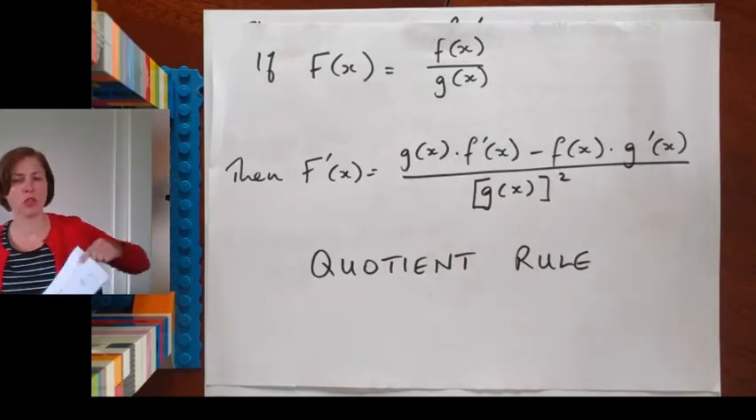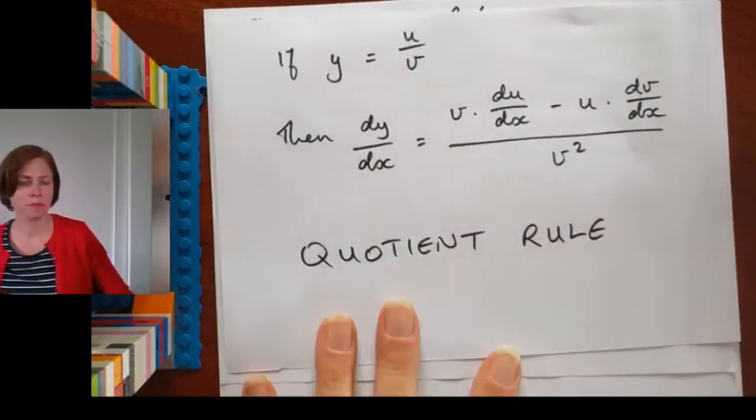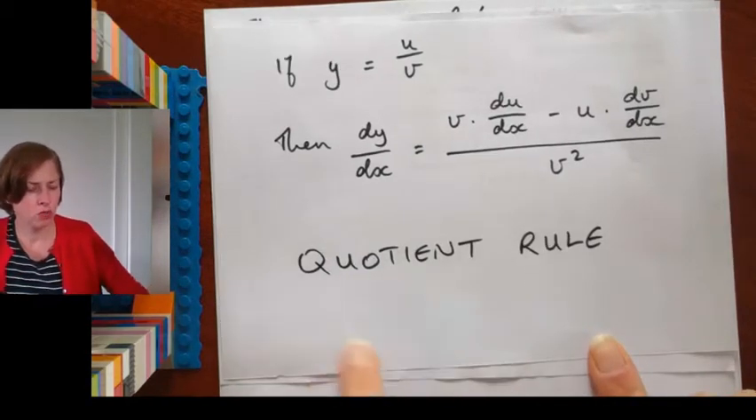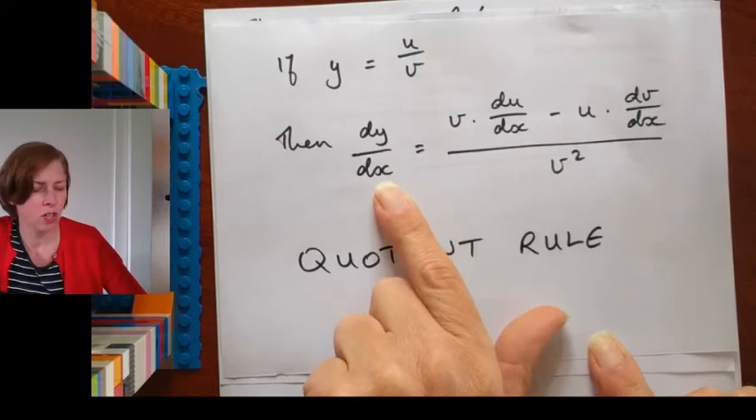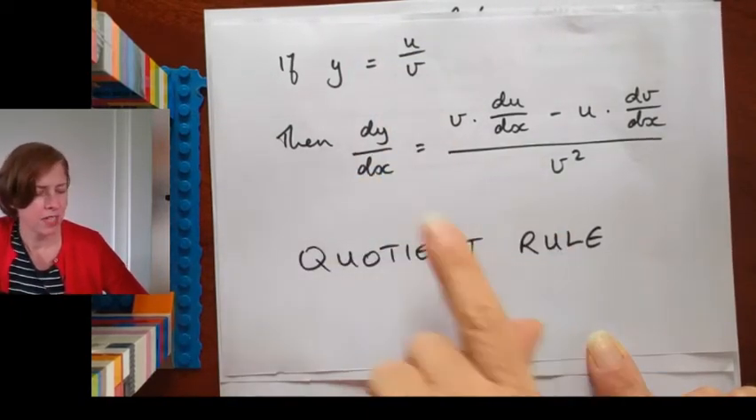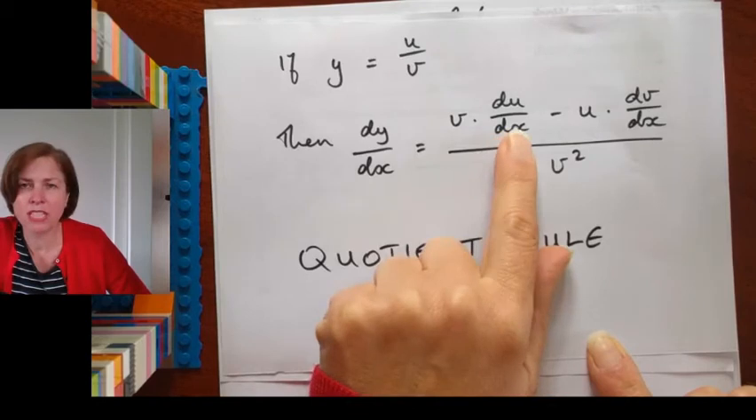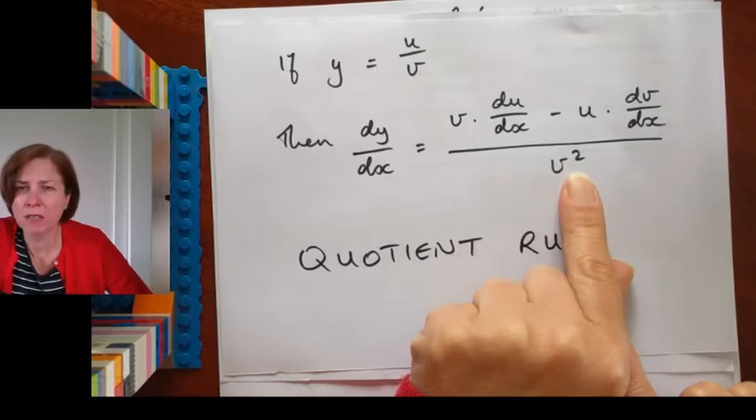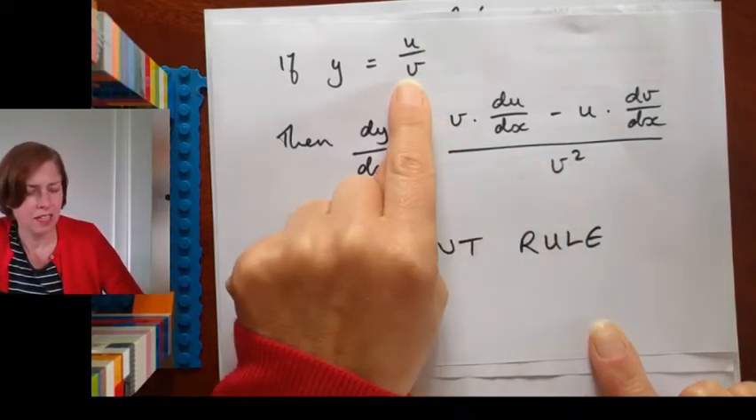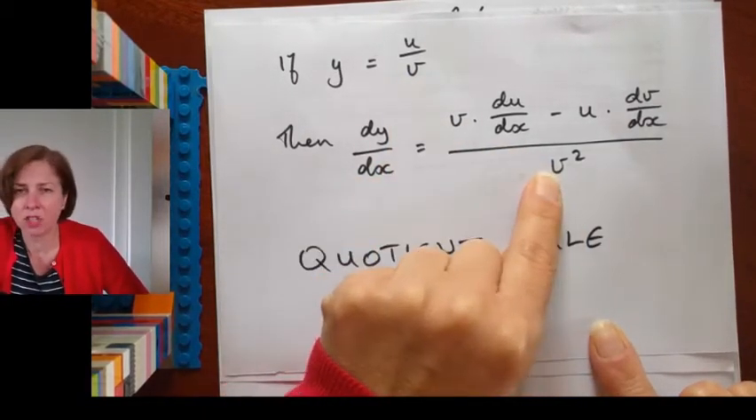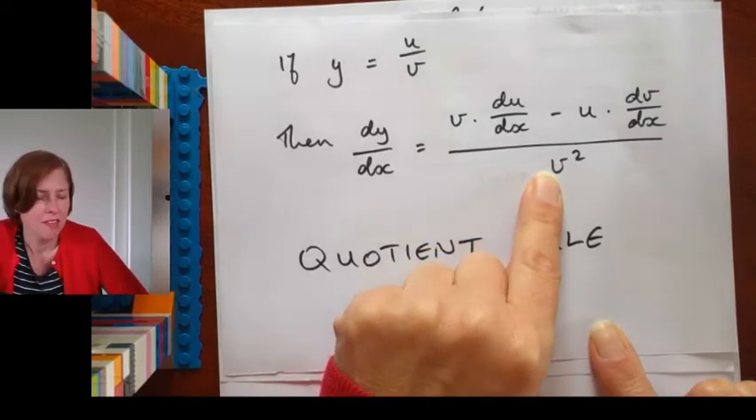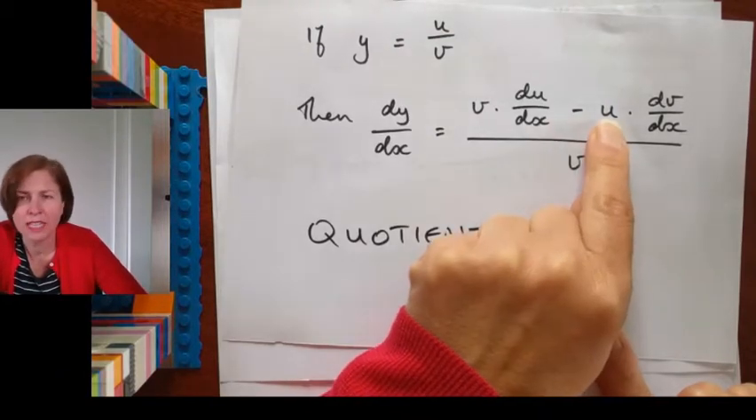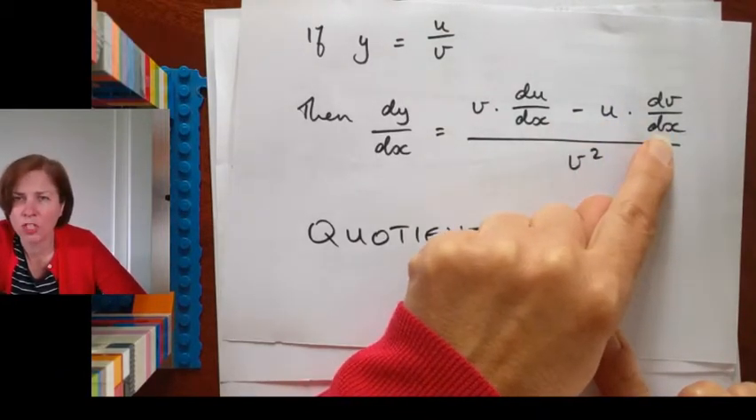Here's another version of the quotient rule using dy dx. If y equals u over v, where u and v are both functions of x, then the quotient rule says dy dx is going to be v times du dx minus u times dv dx, all divided by v squared. So again, the denominator stays as a denominator, but it gets squared. And then I have to subtract the second term, and the second term contains the numerator times the derivative of the denominator, all right?